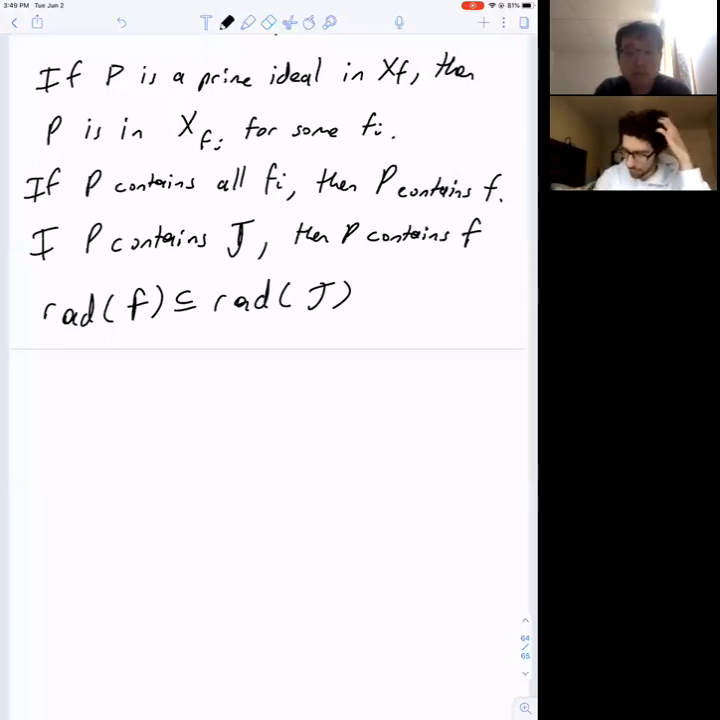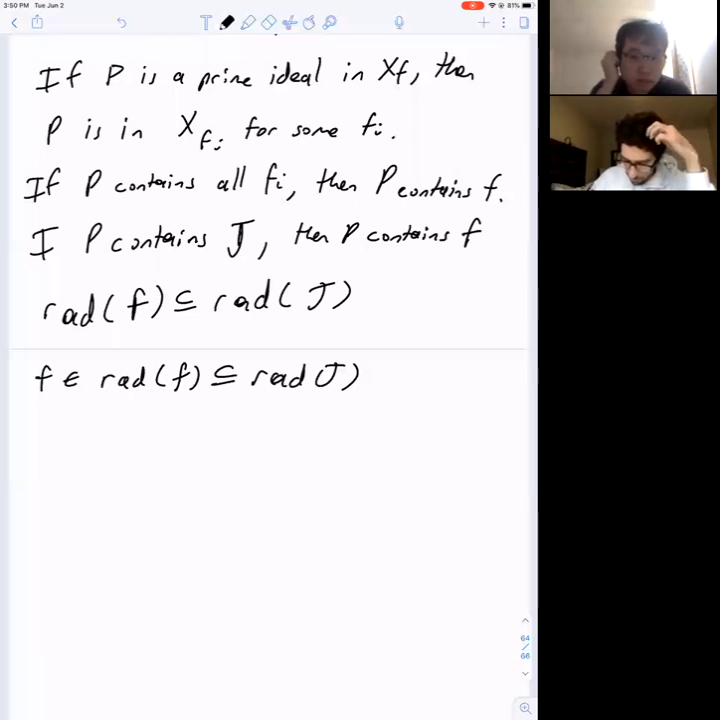So we have that the radical of F is in the radical of J, but note that also F is an element of the radical of F. So that means F is in the radical of J. So that means that F to the m is in J.